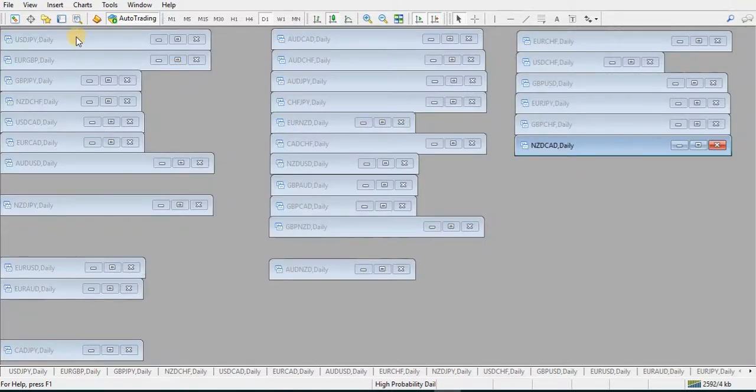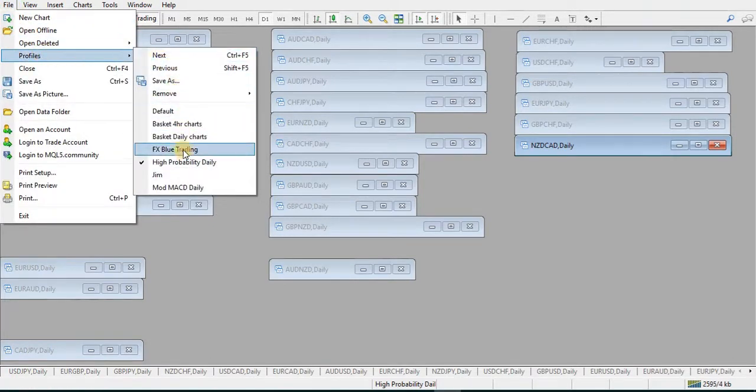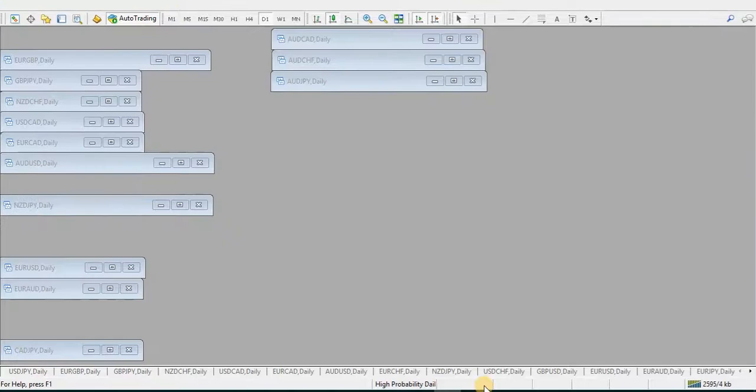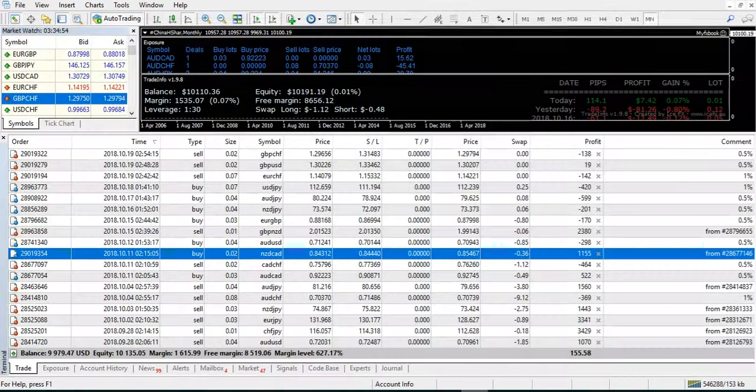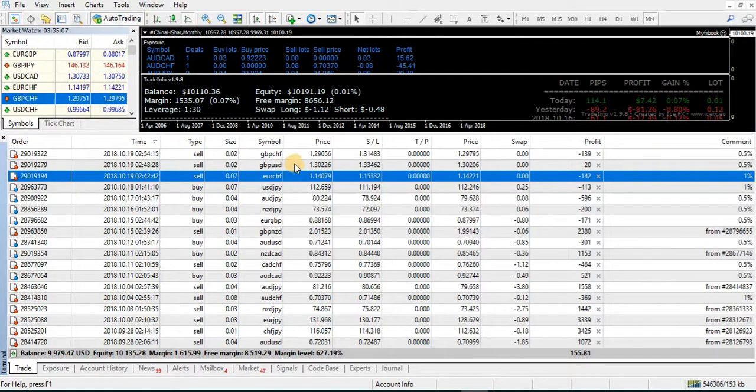Right, that's it for the high probability. Let's move over to the Mod MACD. We'll have a look at the FX Pro. You can see this is the open trades here, the new ones we took this morning. Where are we? 19th, from the Euro Swiss, Pound, and the Pound Swiss. So there's the 3 new trades up there.